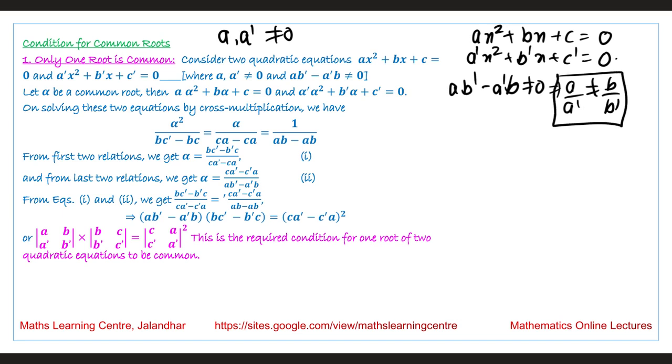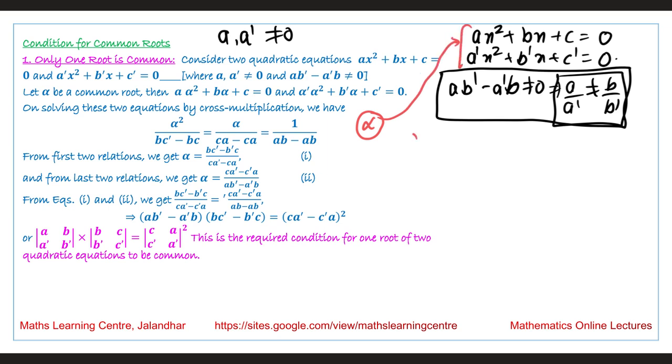Why this condition is there will be more clear to you when we move on to our next slide. So right now we are just assuming this condition. We are saying if both these equations have a common root, and let that common root be alpha, then this alpha satisfies both these equations. So we have a alpha square plus b alpha plus c is equal to 0, and a dash alpha square plus b dash alpha plus c dash is equal to 0.